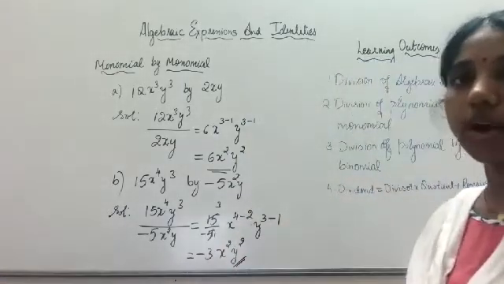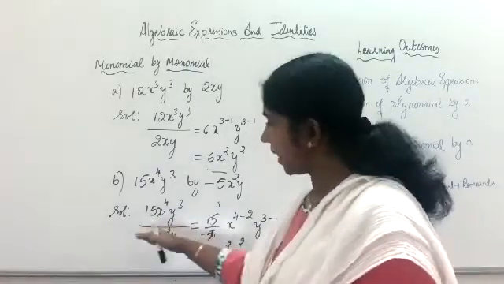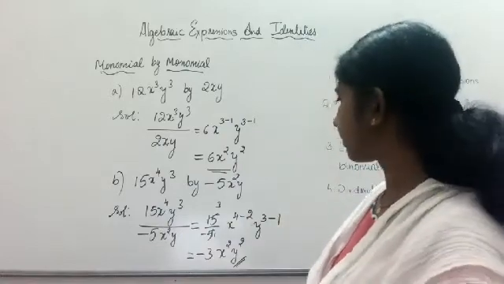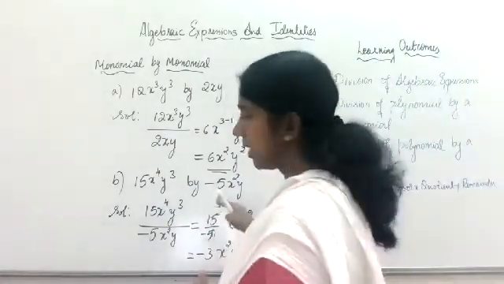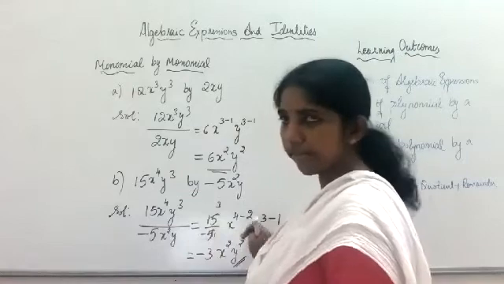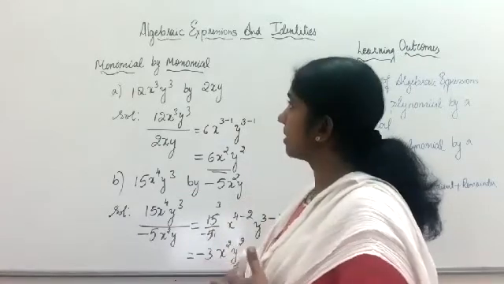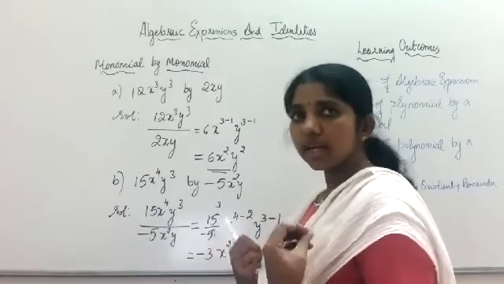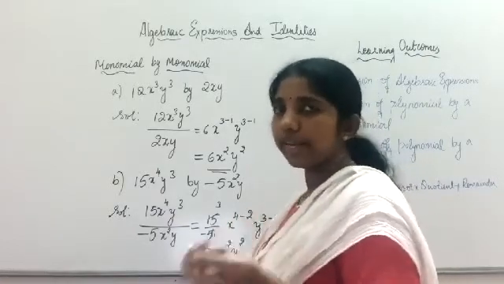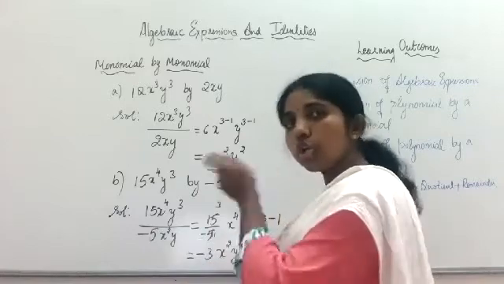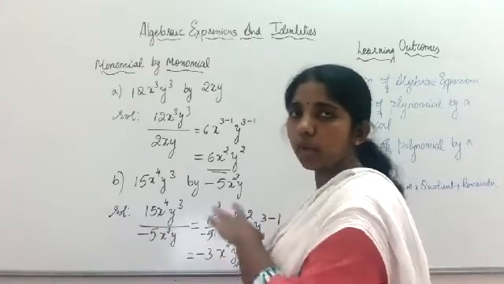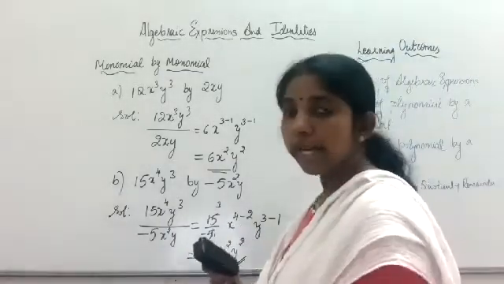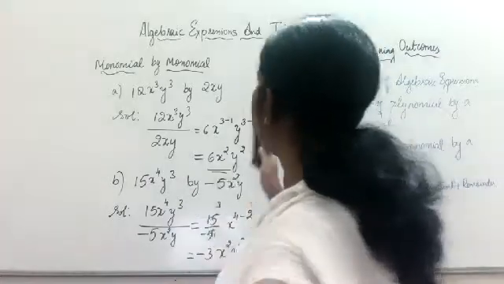In case you have a negative sign in the polynomial or monomial given, you know this integer division, so use that along with the laws of exponents. To divide a monomial by a monomial, we are using these other concepts to simplify. So next we will go for the binomial by monomial division.